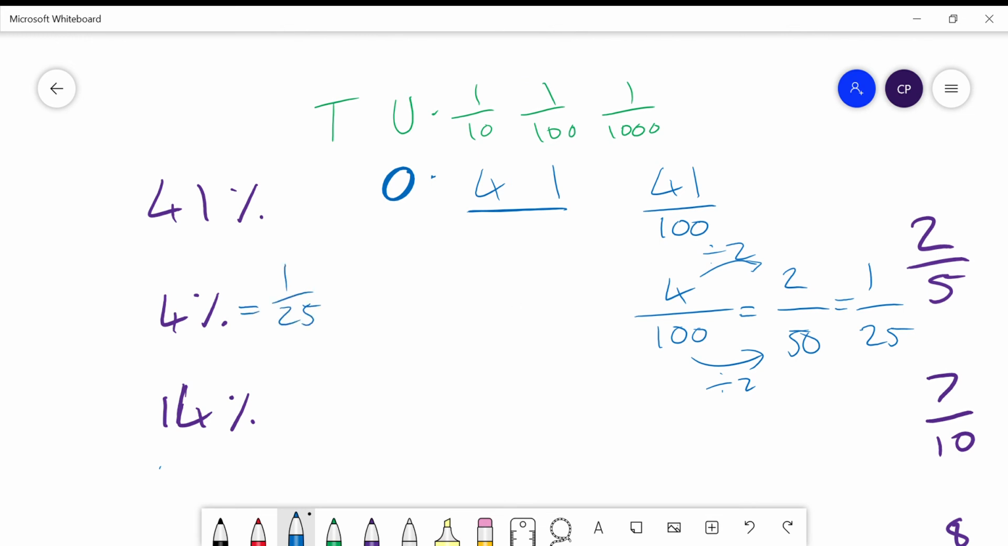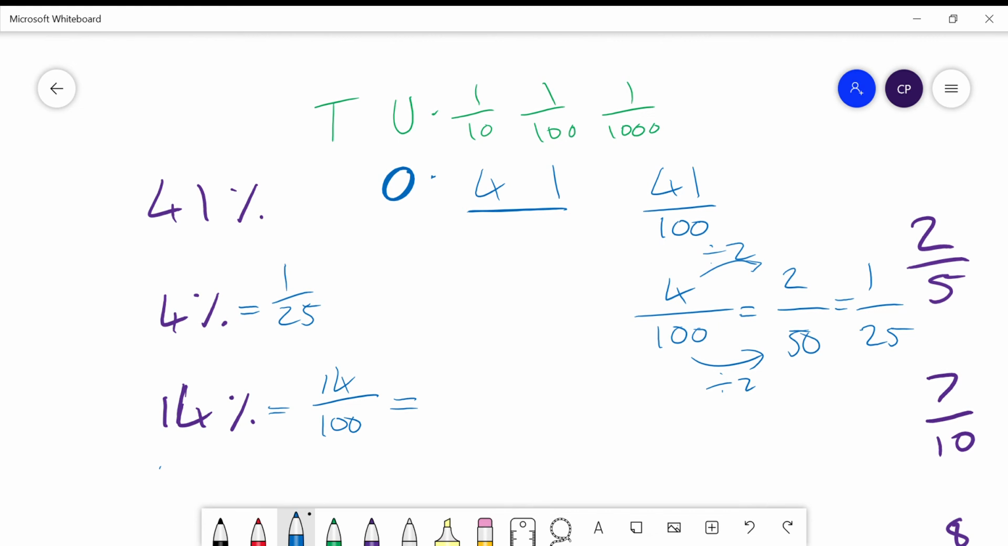Let's have a look at 14%. Well, 14% is again 14 per 100. So we could be writing this under our hundreds, tens and units again and look at the place value, but percent means per 100, so we can put it straight into a fraction. So 14%. Now, can I do anything to those?